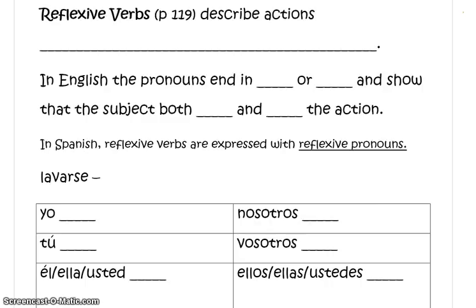So to start, please make sure that you're following along. There is a notes sheet on reflexive verbs on page 12 of your purple packet.